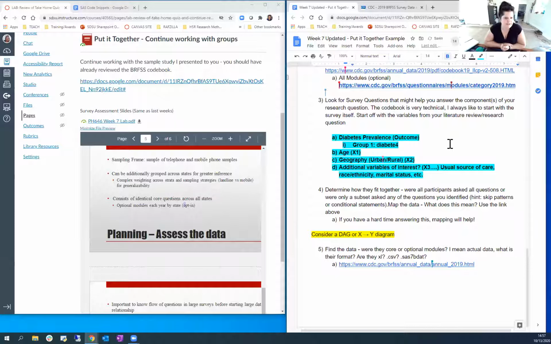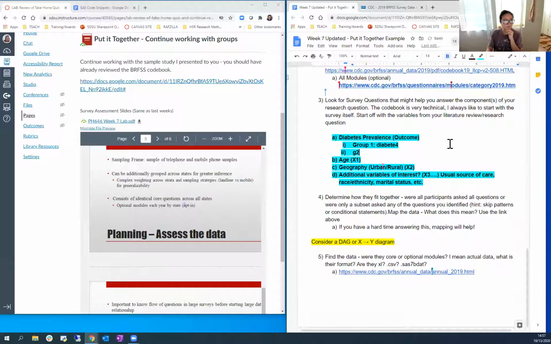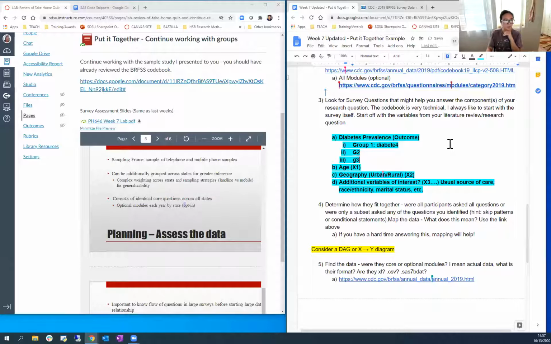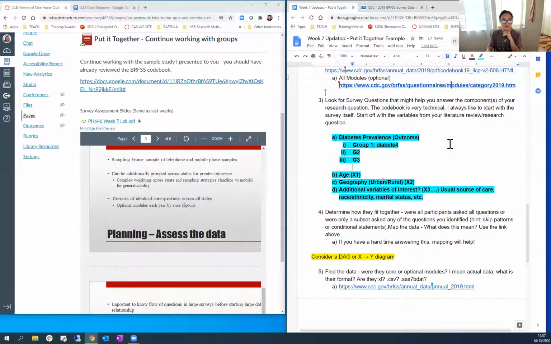Group 2 and 3? Do you agree, disagree? Did you guys have the same outcome? We had a different one. We looked in the code book and we decided on the variable name DIABAGE3. And the question was, how old were you when you were told you had diabetes? Okay. And so that's another good one. But who was asked that?